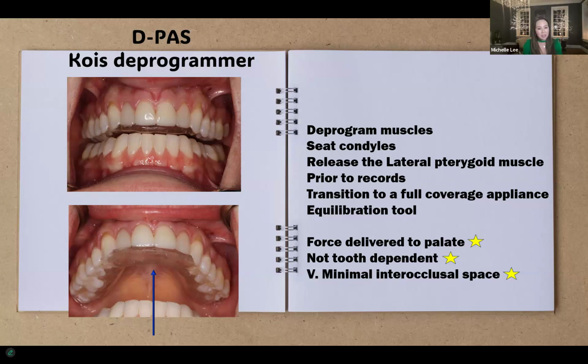So what's really unique that I just want to bring your attention to is that there's very, very minimal interocclusal space. And I think that's the magic of the DPAS and the COIS deprogrammers. The other piece of it is the forces are delivered to the palate. So lots of cranial bones are involved. And some will say the temporal bones are impacted by this. The sphenoid bone is impacted by this. So there's all sorts of total body connections that are related to this deprogrammer. And to be honest with you, I don't even think we fully understand the intricacies of how these appliances really work. So that's just pretty amazing.